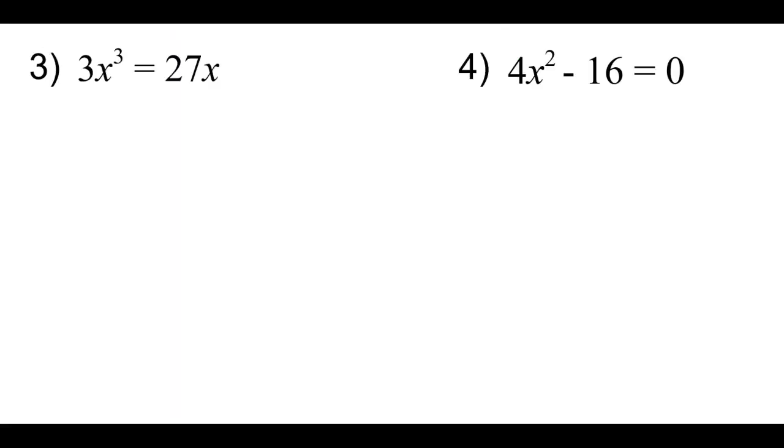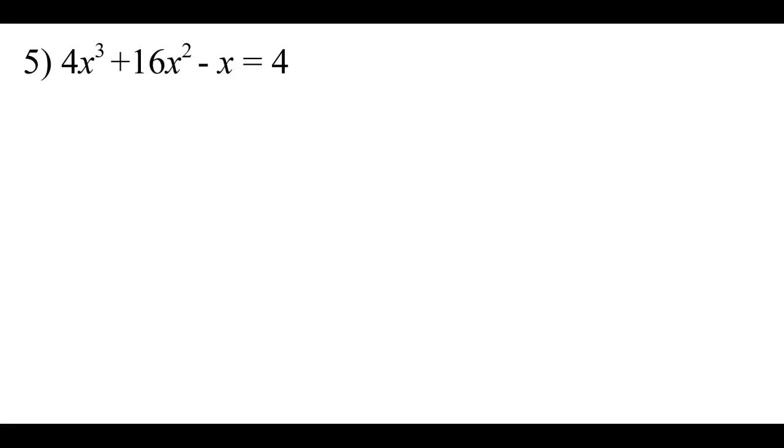Okay, the last type of factoring that I wanted to do today is number 5, factor by grouping. So go ahead and write down number 5. All right, what do you think our first step's going to be? Subtract the 4. So minus x minus 4 equals 0.